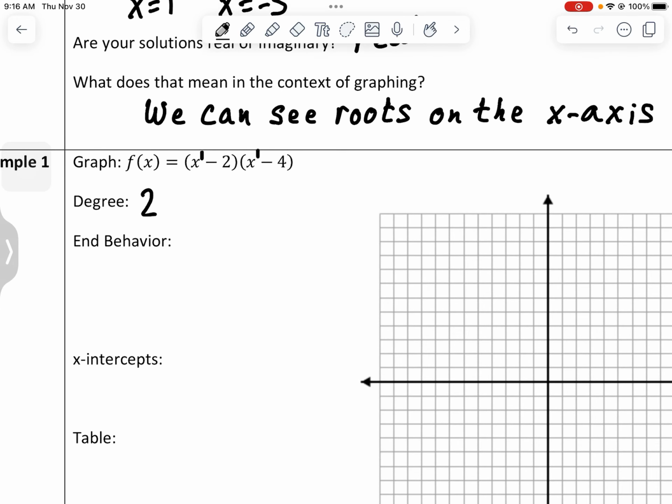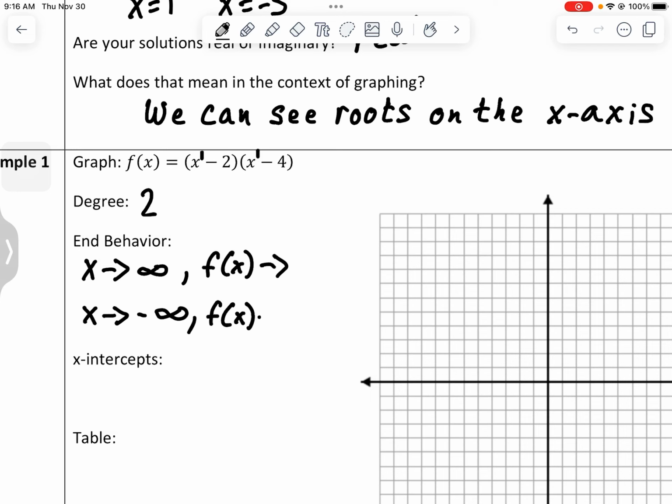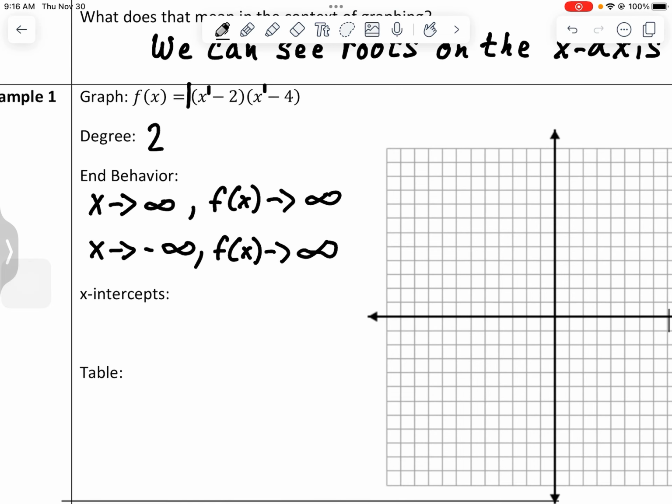The end behavior here, if we want to do a little sketch, or we can write it out as x approaches infinity and as x approaches negative infinity, f of x would go, so this is the case where since it's an even degree, we know it has to go the same direction. And since our a value or our leading coefficient here is a positive 1, we can assume that both of them are going to go up.